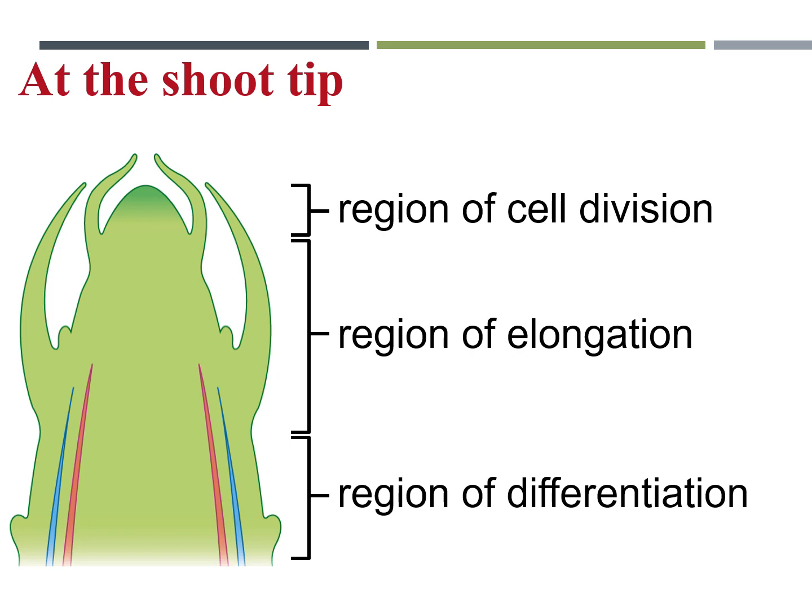Similar to the root tip, you can find the region of cell division at the very top of the shoot tip, and then moving down, you can find the elongation region, and then the region of differentiation, where you can find the xylem and phloem and so on, different types of tissues with different functions.